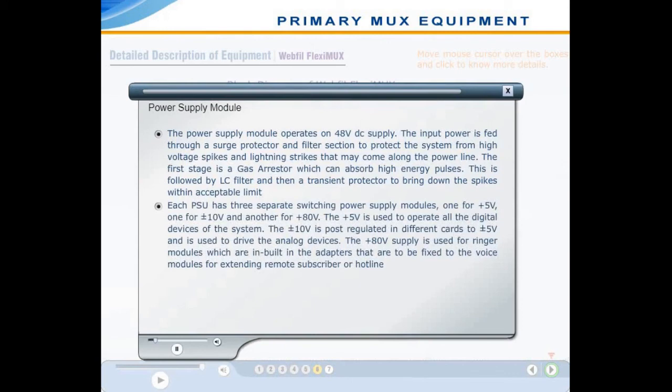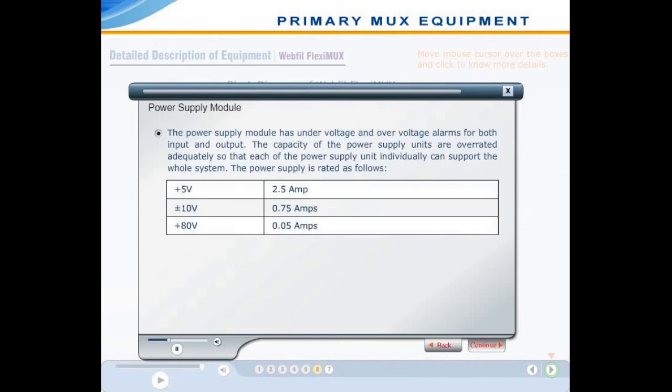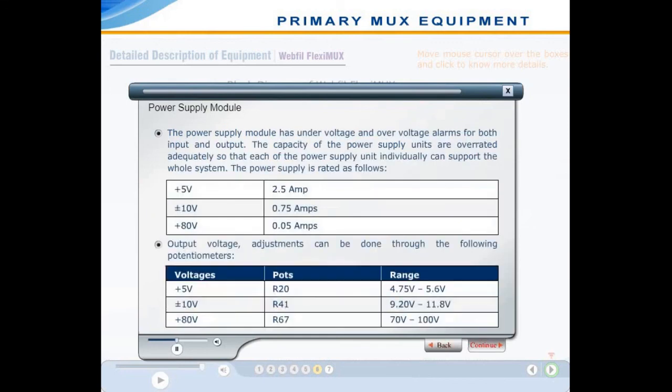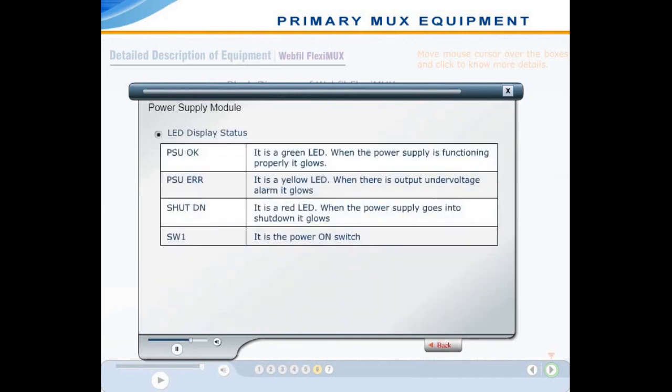Details of power supply module is shown on screen.